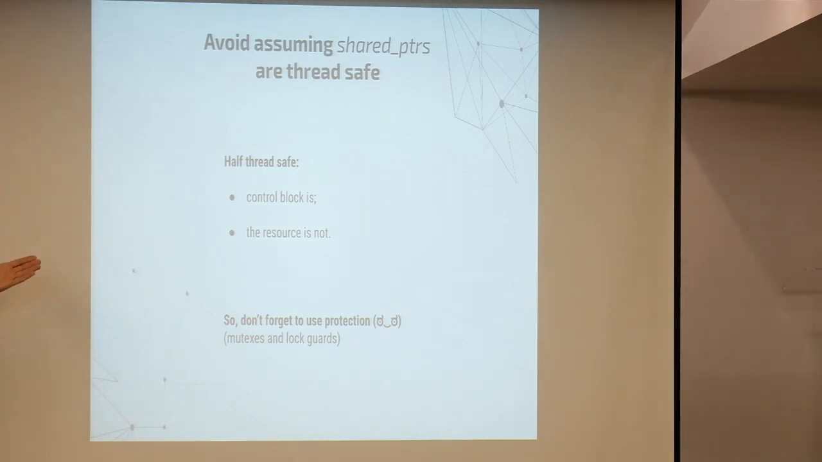How thread safe are shared pointers? Yeah, I mean, the correct answer is they are half thread safe. Shared pointers have the control block and the resource they are pointing to. The resource is not thread safe, while the control block, which is responsible for the reference count, is. So, fun joke, don't forget to use protection with mutexes and lock guards. Just don't blindly trust shared pointers when using multiple threads.